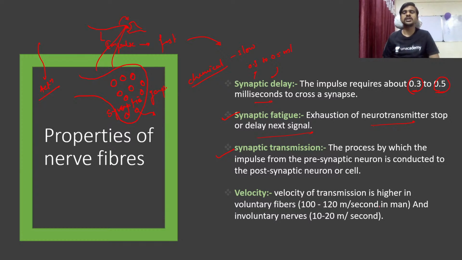And if you see the velocity, it is higher in voluntary fibers, that is 100 to 120 meter per second in man, and in the involuntary neurons, it is 10 to 20 meter per second in a human. Okay, so man means I'm talking about the complete human species, because these voluntary neurons are most of the time myelinated. Okay, so these are myelinated and these are non-myelinated. That's why this difference is there. The difference of velocity is because of myelination and non-myelination.